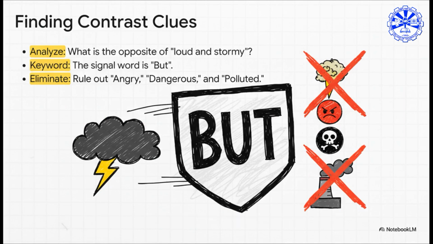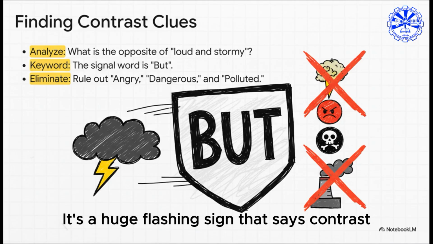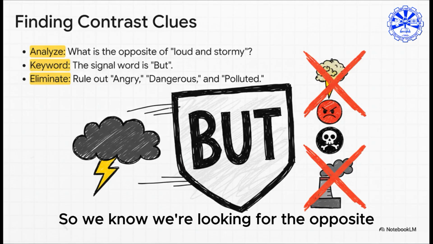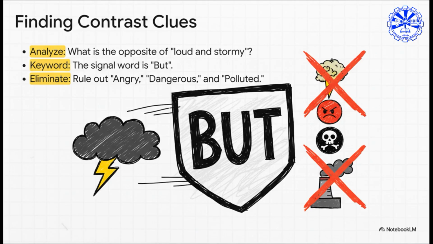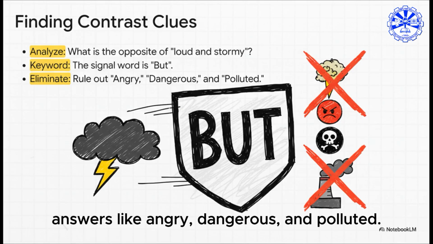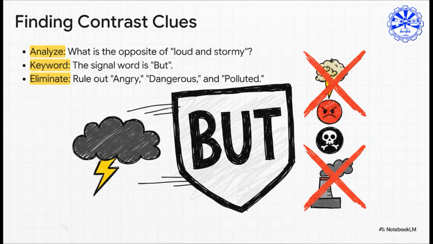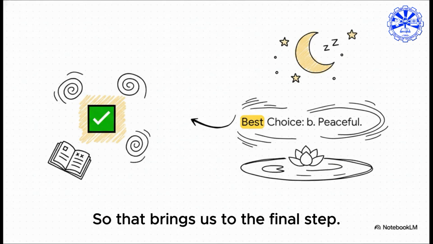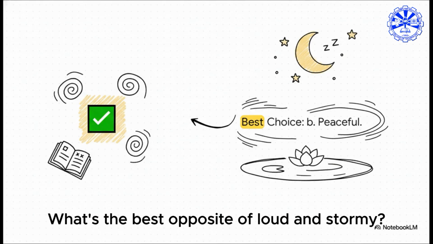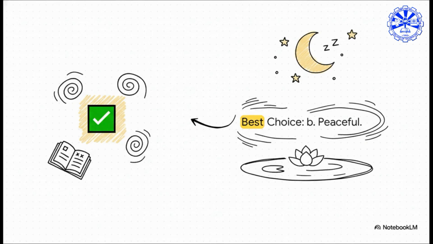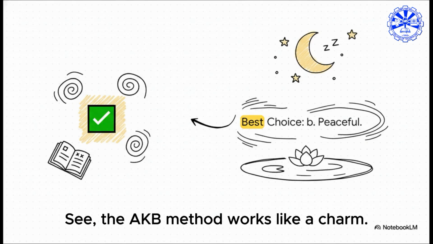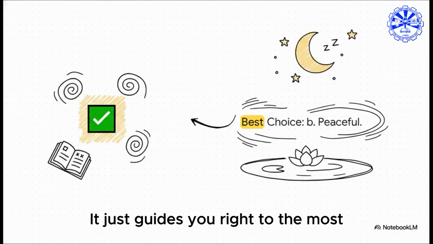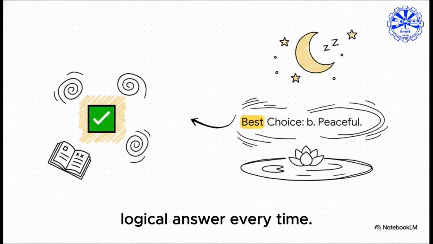That's our keyword. It's a huge flashing sign that says contrast ahead. So we know we're looking for the opposite of loud and stormy. And just like that, we can throw out answers like angry, dangerous, and polluted. They just don't fit. So that brings us to the final step. What's the best opposite of loud and stormy? It has to be peaceful. See? The AKEB method works like a charm. It just guides you right to the most logical answer, every time.